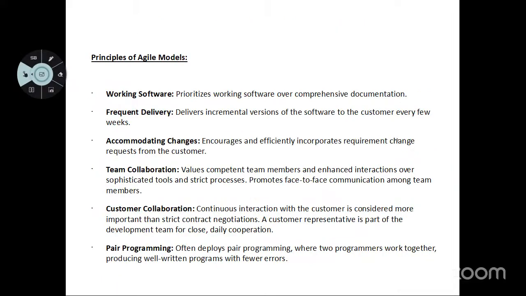So next, what we have seen are the principles. Those key characteristics are categorized under a few principles. First principle is working software. Next one is frequent delivery. Next are accommodating changes, team collaboration, customer collaboration, and pair programming. So we are following a set of principles to complete a particular project. Okay. Clear?